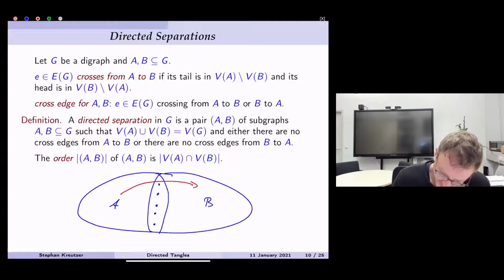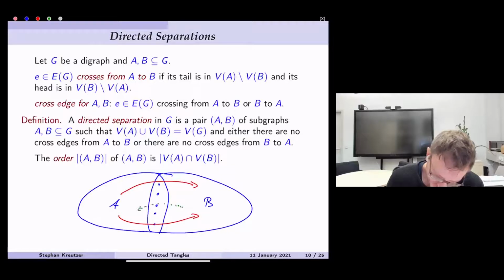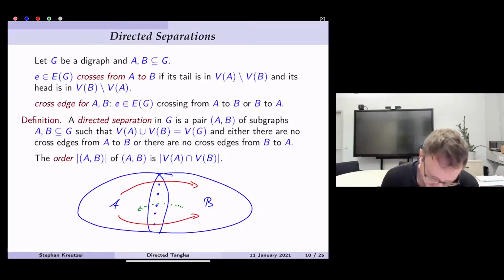And we allow in the directed separation that you can have edges like this, or you could also have edges the other way around, but not both. Otherwise, it wouldn't really be a separation. So if you allow edges from A to B, then these edges would be forbidden. And for that reason, because you do have edges that are neither part of A nor part of B, because they cross from A minus B to B minus A.